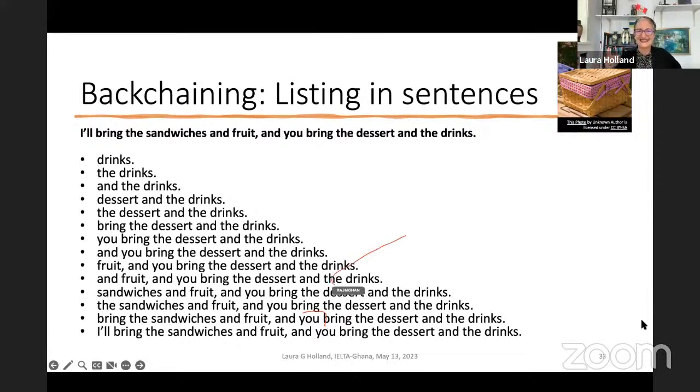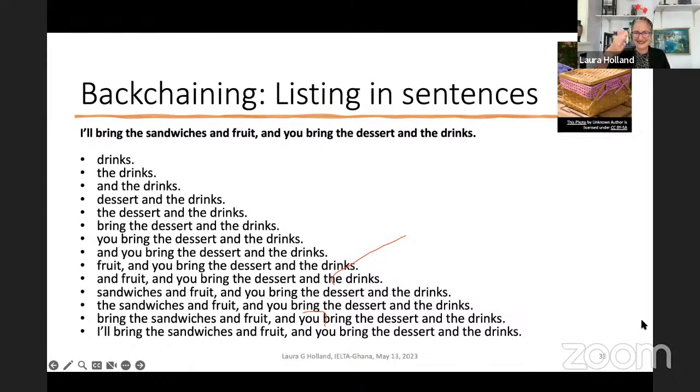Drinks. The drinks. And the drinks. Dessert and the drinks. The dessert and the drinks. Nice. Bring the dessert and the drinks.